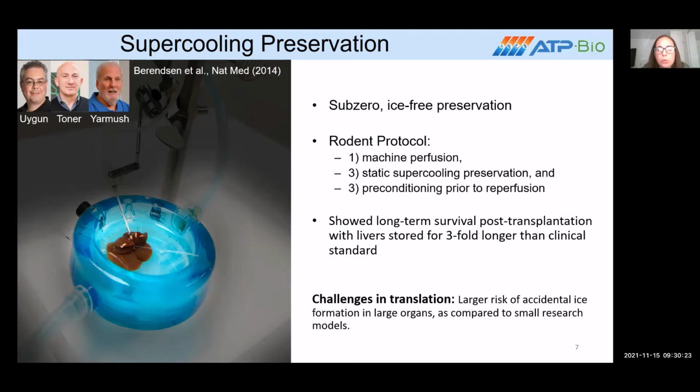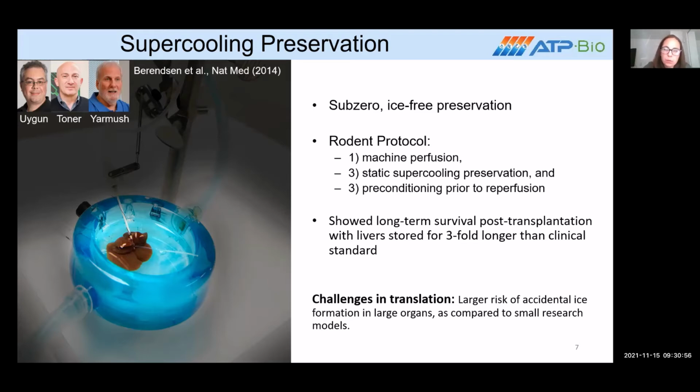So machine perfusion was used as a means to load and unload important cryoprotectant agents, but also to revive and assess the organ after. It also included the static supercooling preservation step, which stored at -6 degrees Celsius and achieved that deeper metabolic stasis. And then there were also important cryoprotective agents that were introduced prior to cryopreservation to be able to stabilize the supercooling state, but also ensure that mammalian cells that can't normally survive that temperature can survive.